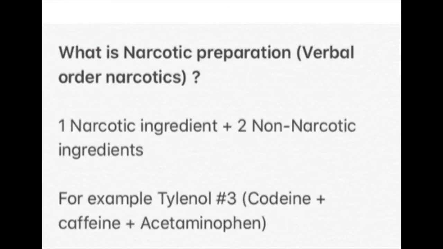Okay friends, let's talk about the narcotic preparation now. What is the difference between a narcotic preparation and a straight narcotic? In a straight narcotic, like I mentioned in the previous slide, a combination of 1 plus 1, one narcotic and one non-narcotic, is known as a straight narcotic. But here you can see there is one narcotic ingredient and 2 non-narcotic ingredients, so it becomes a narcotic preparation. So 1 plus 1 is a straight narcotic, and 1 plus 2, one narcotic and 2 non-narcotic, becomes a narcotic preparation.